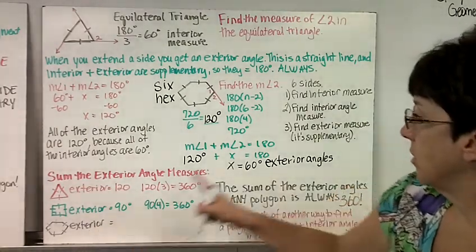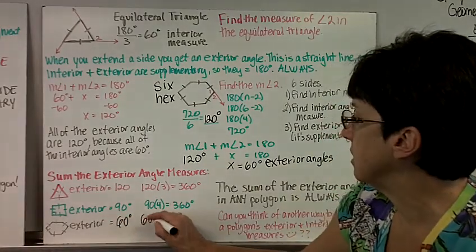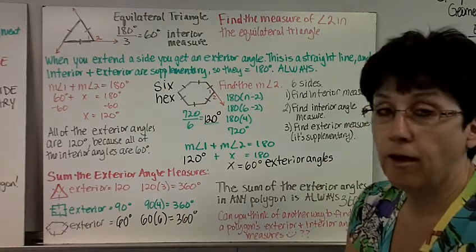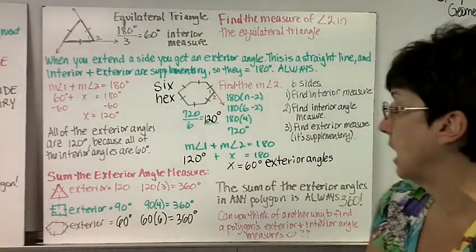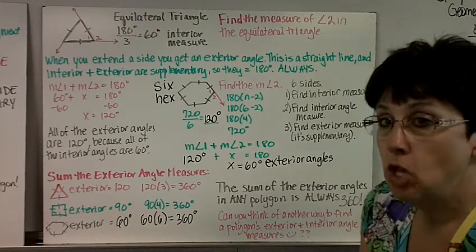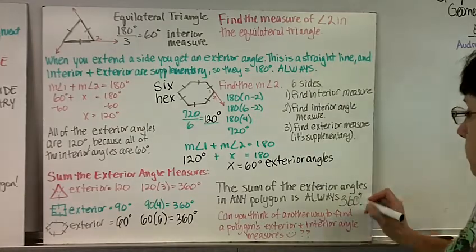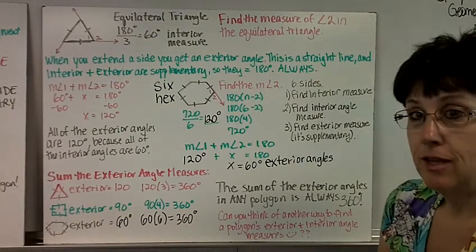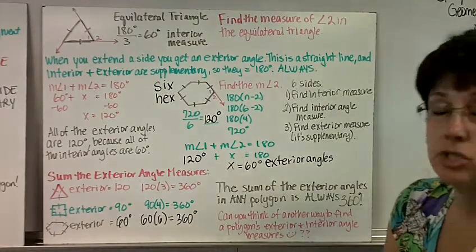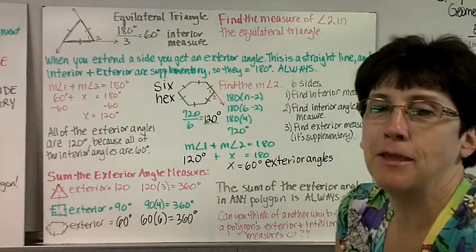We just said in our hexagon that it was 60, and 60 times 6 equals 360 degrees. A coincidence? I think not. The sum of the exterior angles in any polygon is always 360 degrees. Always. So knowing this, can you think of another way to find a polygon's exterior and interior angle measures? Something to think about. That's it.